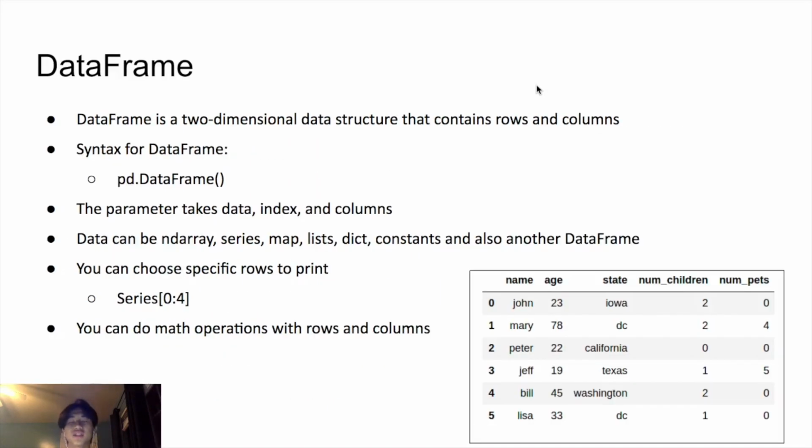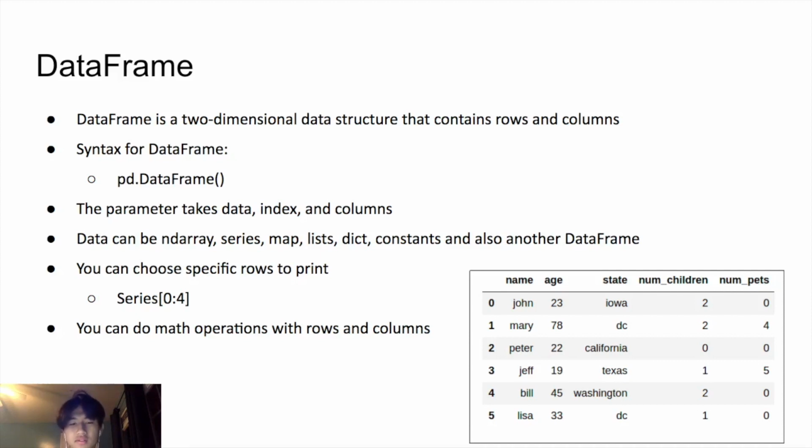So the second data structure in Pandas is data frames. It's a lot more predominant. It has so many more things you can do. And basically data frames is a two-dimensional data structure that contains both rows and columns. The syntax to create a data frame is pd.DataFrame open parentheses close. The parameter takes in data, index, and columns.